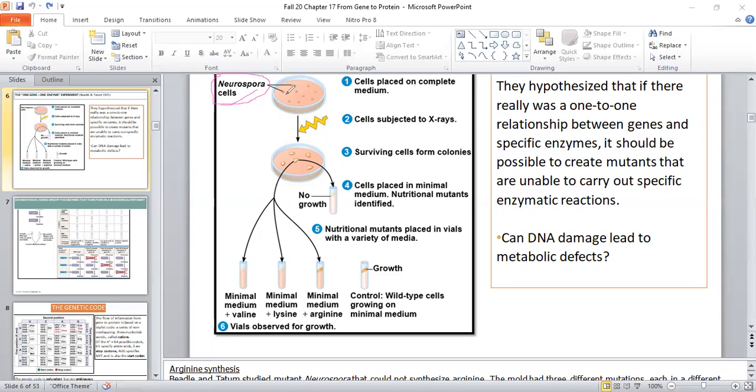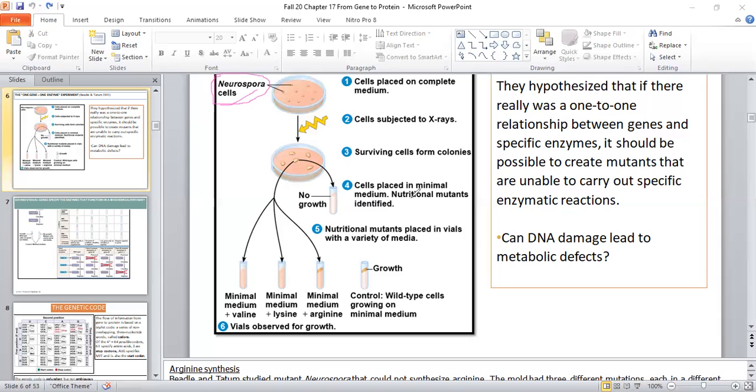After that, they exposed these spores, or Neurospora cells, to X-ray radiation. Radiation will cause mutations, obviously. Different Neurospora cells will have different kinds of mutations, because the radiation doesn't affect the same place. Then they placed these Neurospora cells in a minimal medium.